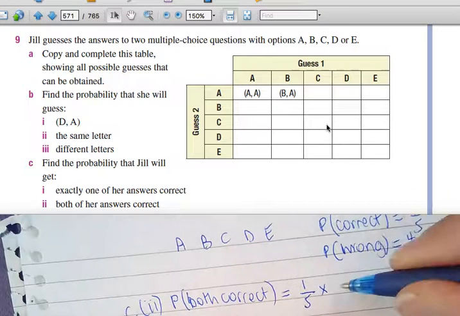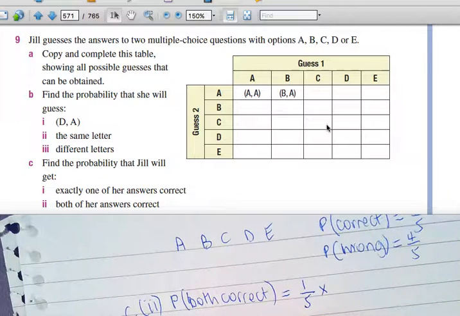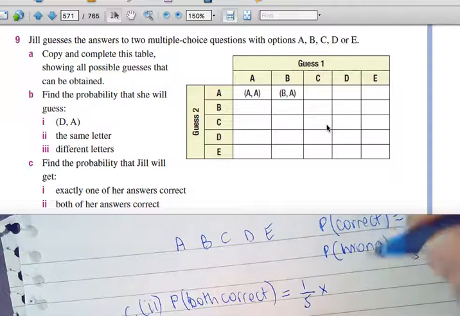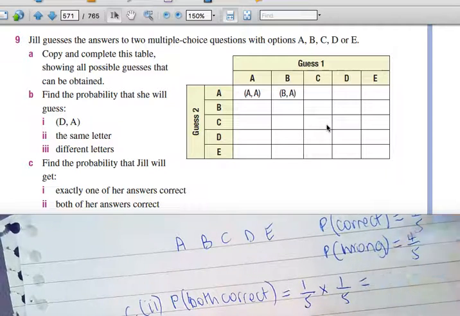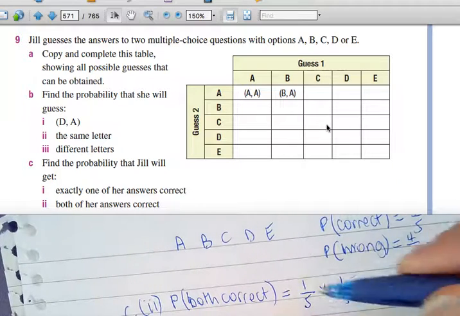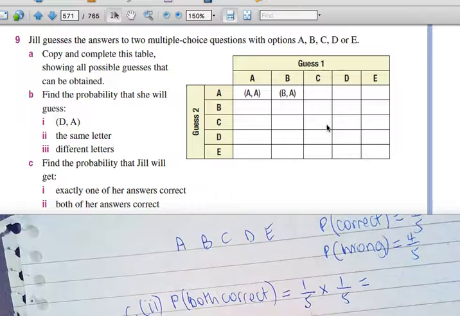So, and what's the chance that she'll get the second one correct? Isn't it a 1 in 5 chance as well? So she's got a 1 in 5 chance of getting each one correct. So it's 1 in 5 times 1 in 5 because she wants to get the first one correct and the second one correct. So we multiply. So it's a 1 in 25 chance.